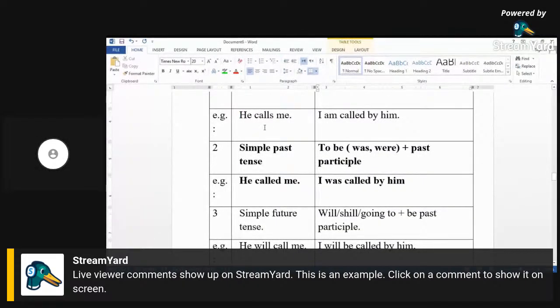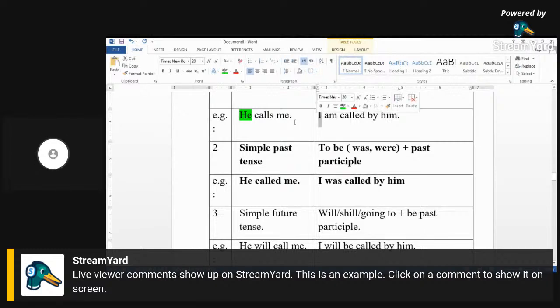Here I have another example. He calls me. I'm called by him. As I mentioned earlier in the rules, we change subject pronoun into object pronoun. قسمی که قبلا ذکر کردیم که ضمایر فاعلی را به مفعولی تبدیل میکنیم. We have here subject pronoun. ما اینجا ضمایر فاعلی داریم. He calls me. او به من تماس میگیرد یا زنگ میزند.